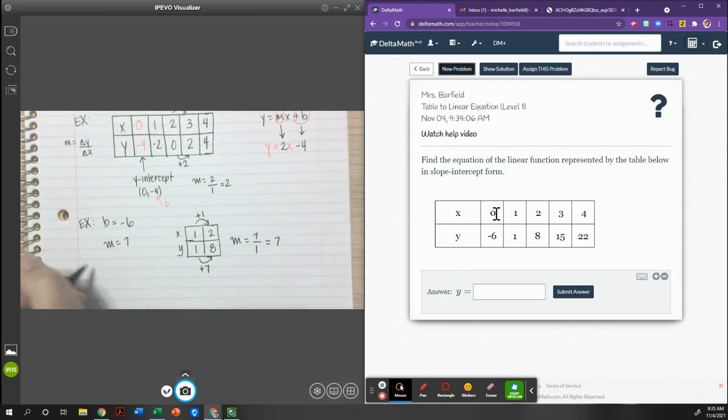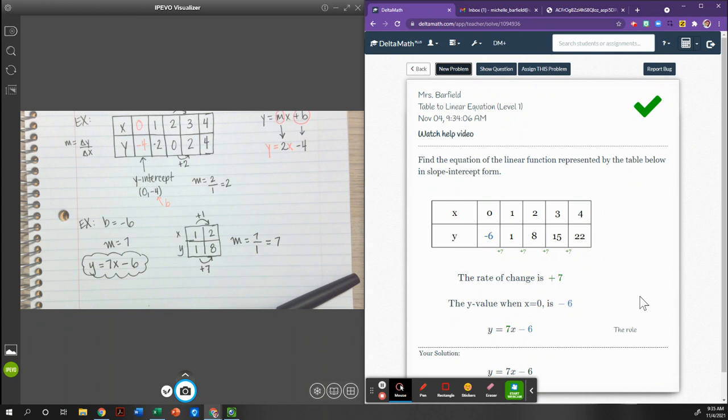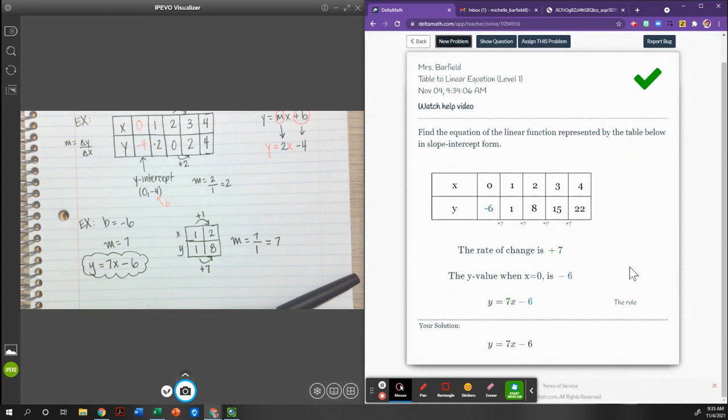So that means my equation is y equals 7x minus 6, because you have the y-intercept immediately in the x row. Now I'll come back in another video and we'll talk about what happens when you don't have 0, -6 and you don't have that y-intercept.